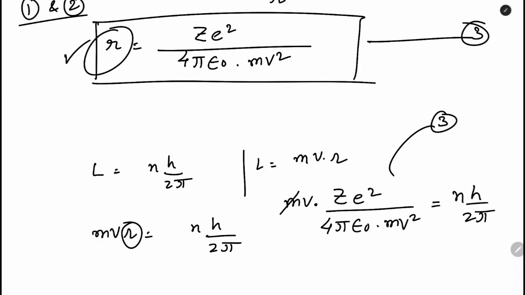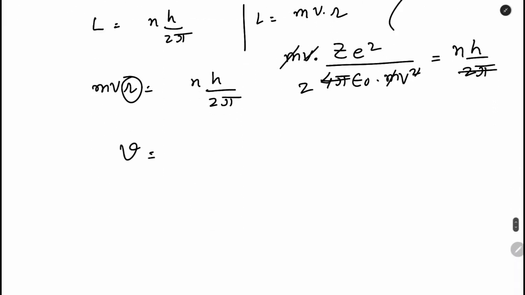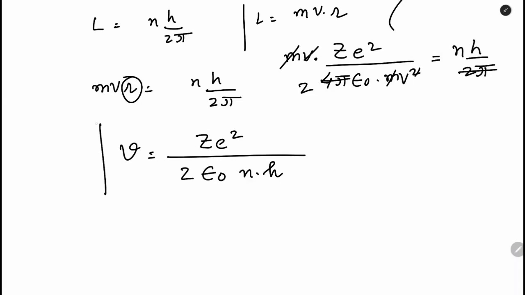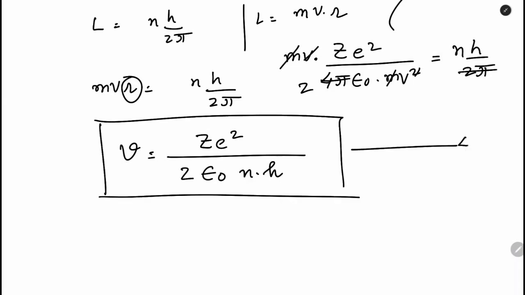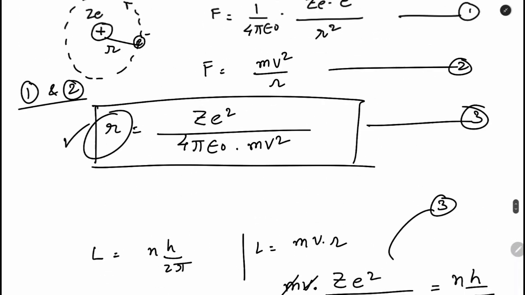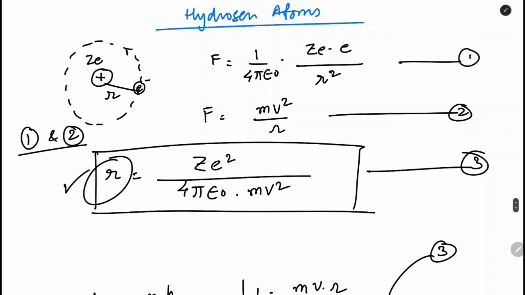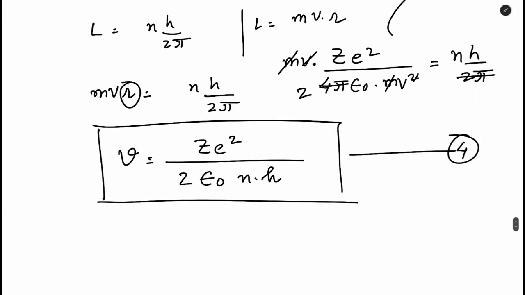Okay, so let's cancel out. m gets cancelled, v gets cancelled, 4π gets cancelled with 2. What are we left with? We are left with the value of v, which comes out as Ze² divided by 2ε₀nh, and this we call equation number 4. So now we have got two equations. We have the value of the radius and the velocity with which the electron is moving.